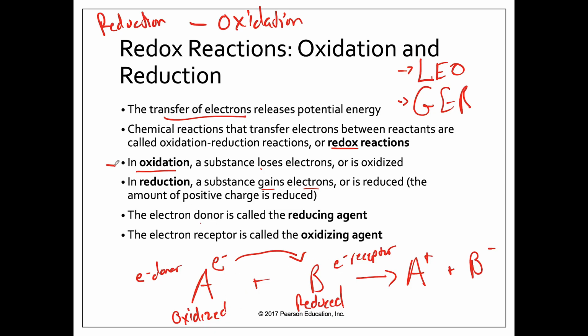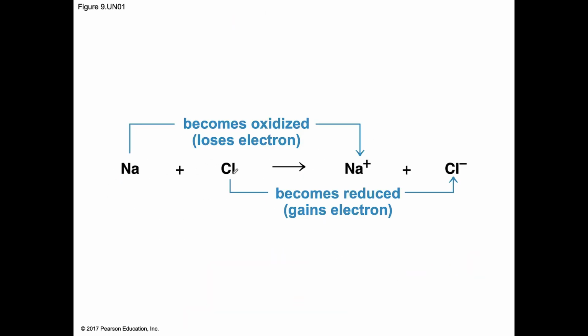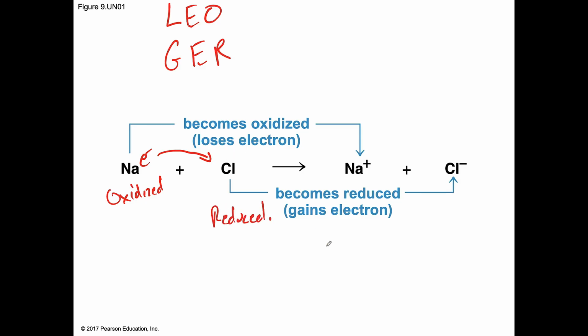I want you to focus on knowing what oxidation and reduction mean. So here's an example. We have sodium and chlorine, and these are going to come together to form sodium chloride, or salt. So what happens is sodium is going to give an electron to chlorine, and it's going to form an ionic bond. In this case, remember Leo, sodium loses an electron, so sodium becomes oxidized. Chlorine gains the electron, remember grr, so chlorine is going to become reduced.